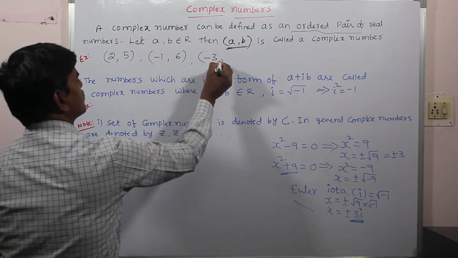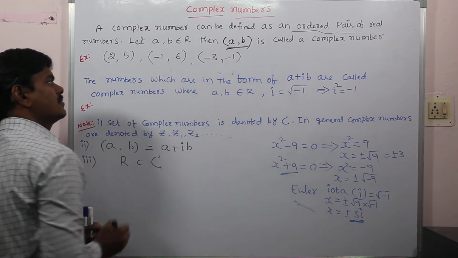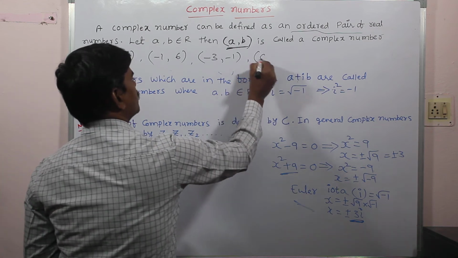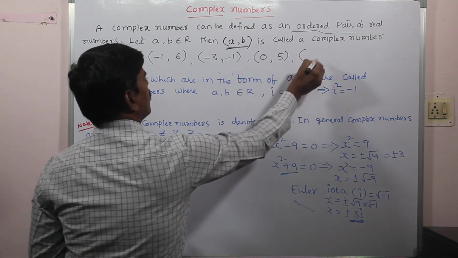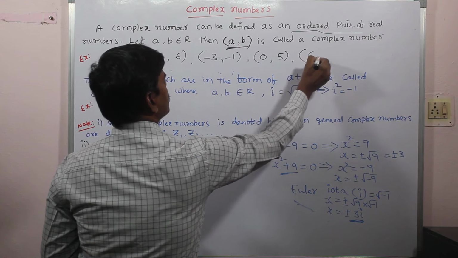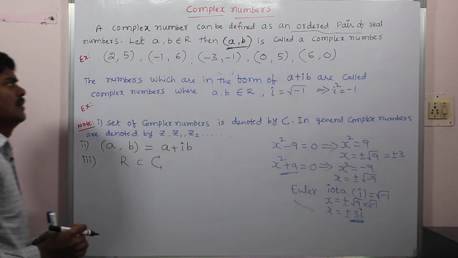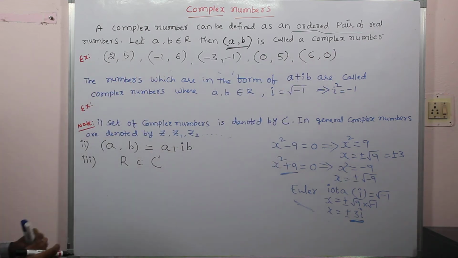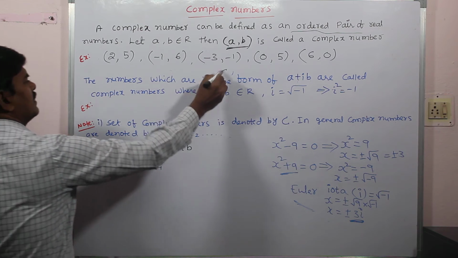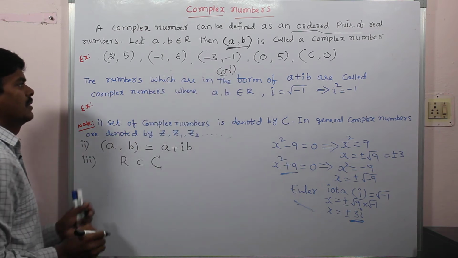Suppose A is equal to -3, B is equal to -1. This is also a complex number. A equal to 0, B equals 5, or A equals 6, B equals 0. All these are various examples of complex numbers. Now we have another definition for a complex number.